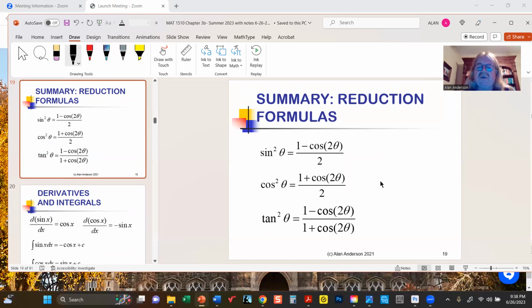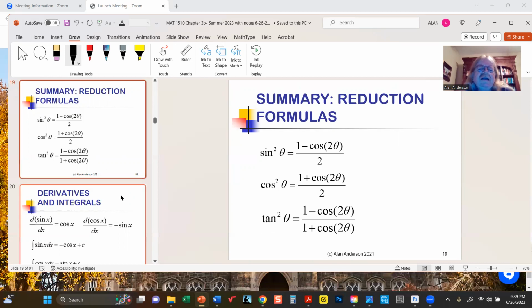Now, you're not going to be asked to derive any of these, but when you're doing problems and you run into a squared sine or a squared cosine or a squared tangent, your strategy may involve replacing it with one of these. That's why they're called reduction formulas. The purpose is to reduce the complexity of the integral that you are actually working on.